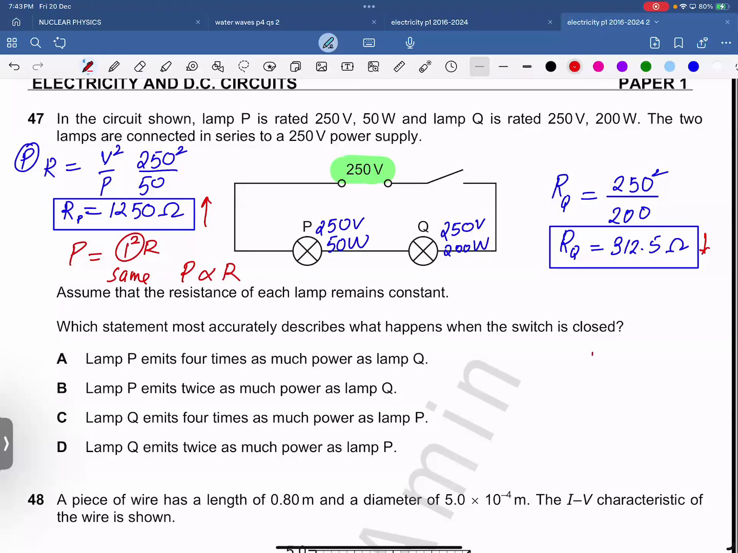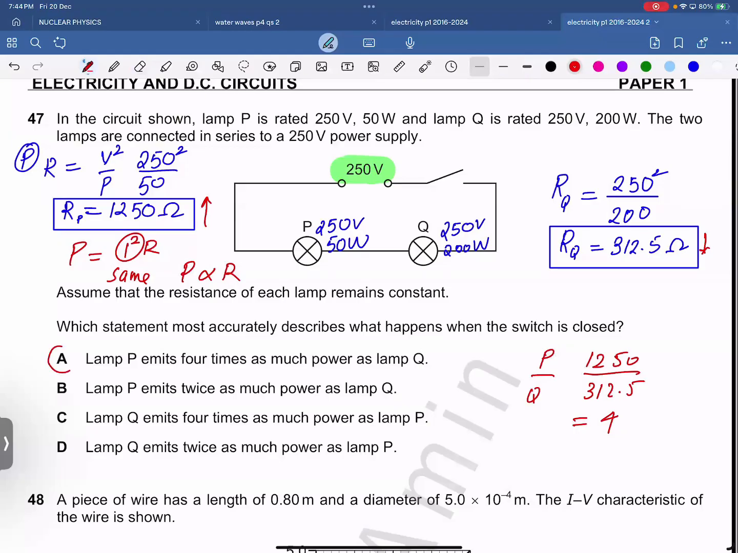So take the ratio. 1250 divided by 312.5. How much? Up is P, down is Q: 4. So P has 4 times more power dissipation than Q.